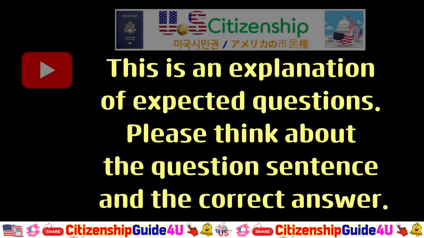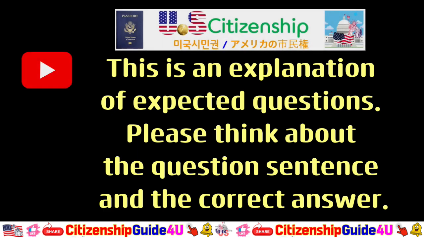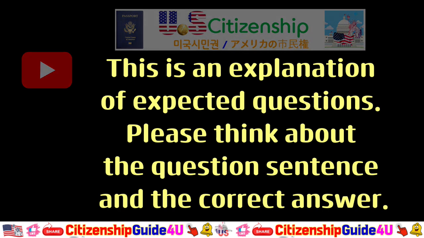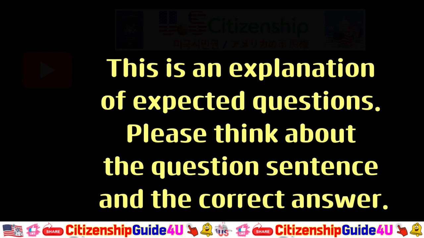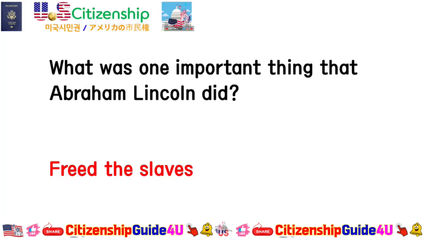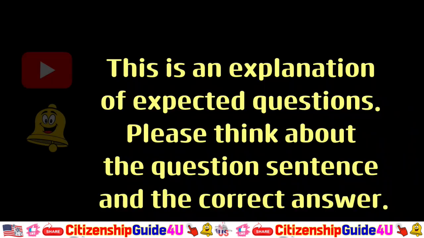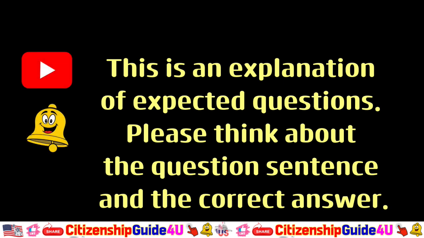Abraham Lincoln issued the Emancipation Proclamation on January 1, 1863, during the Civil War, declaring all slaves in Confederate-held territory free. What was one important thing that Abraham Lincoln did? Freed the slaves. The Emancipation Proclamation, issued by Lincoln in 1863, declared slaves in Confederate-held territory to be free.